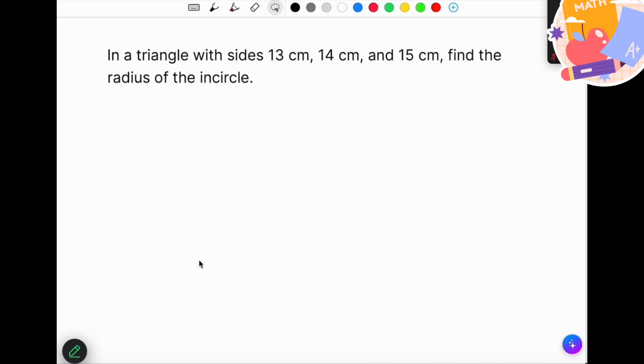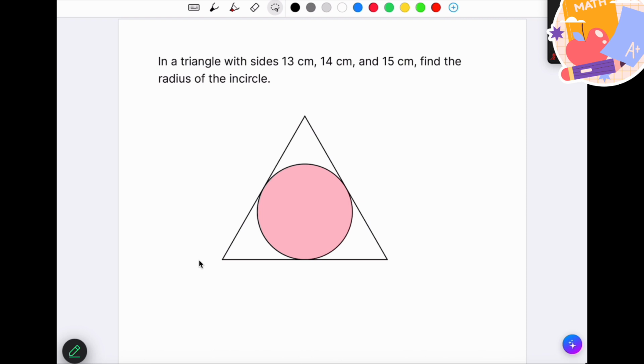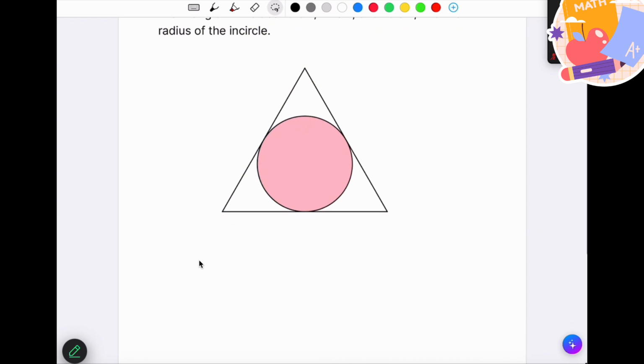There is a triangle with the following lengths and there is a circle inside the triangle. This is how the diagram looks. Before solving the question, I want to discuss three concepts.